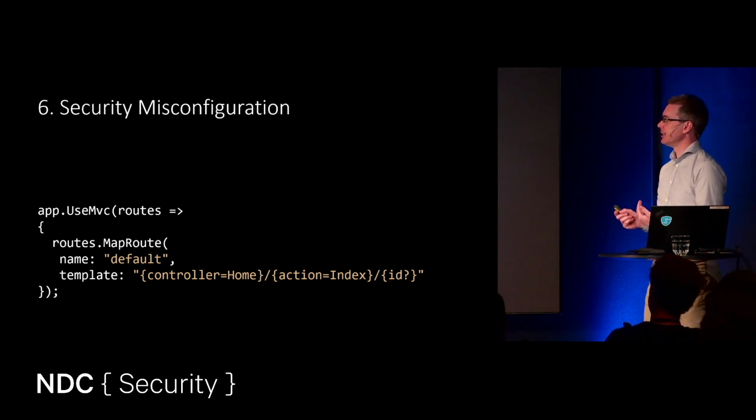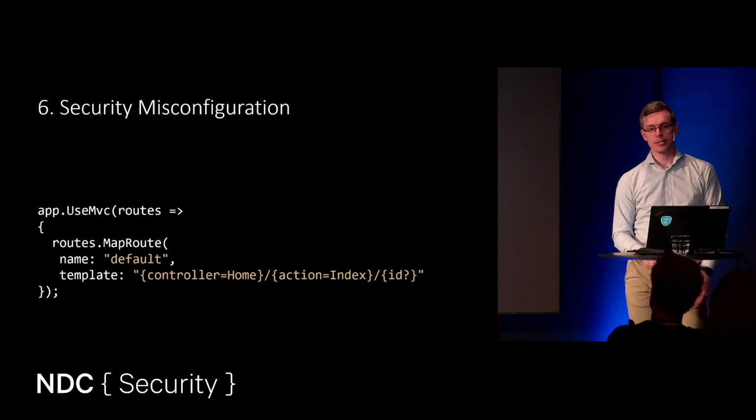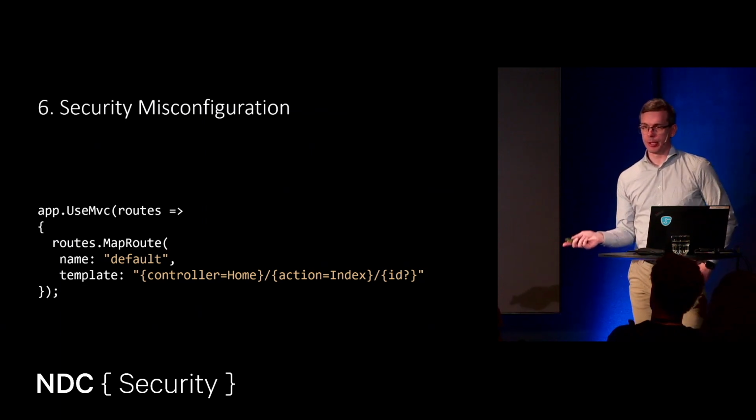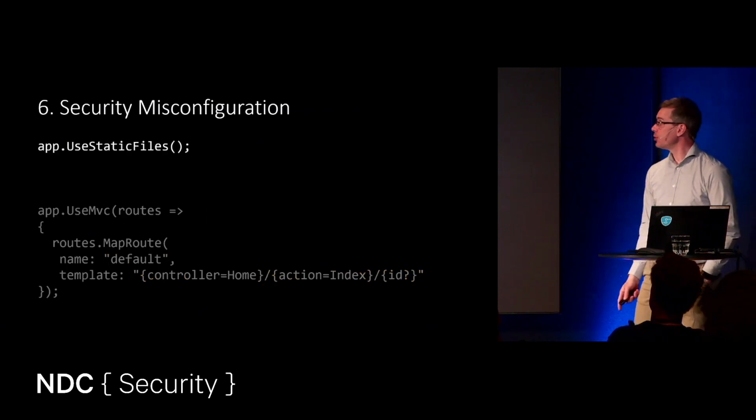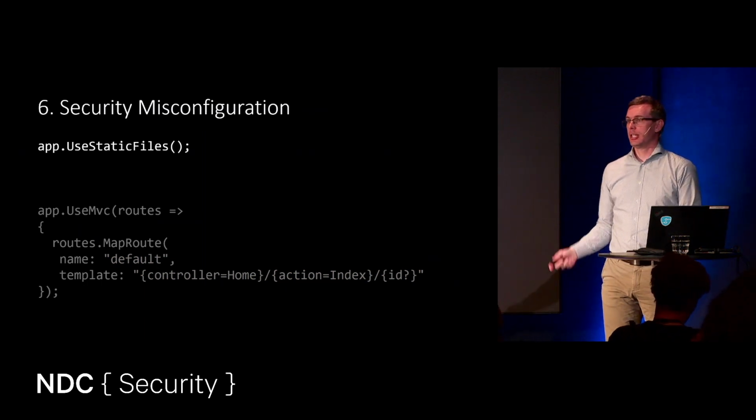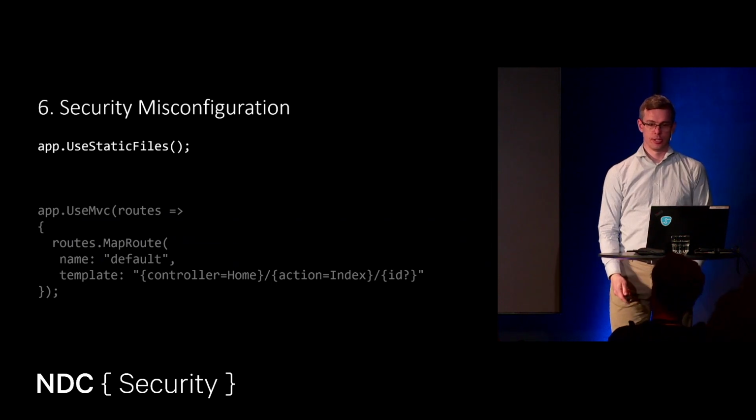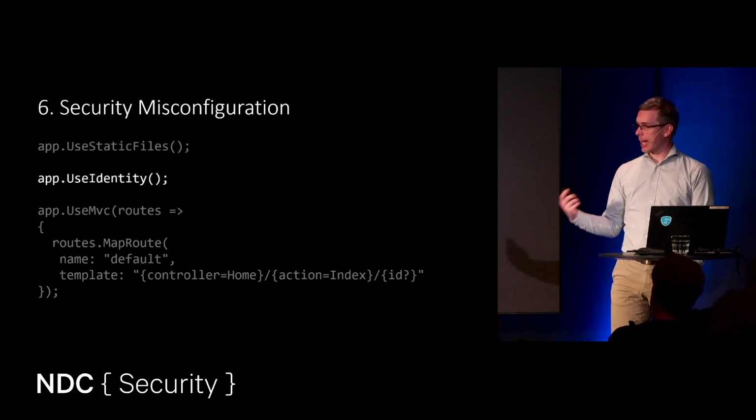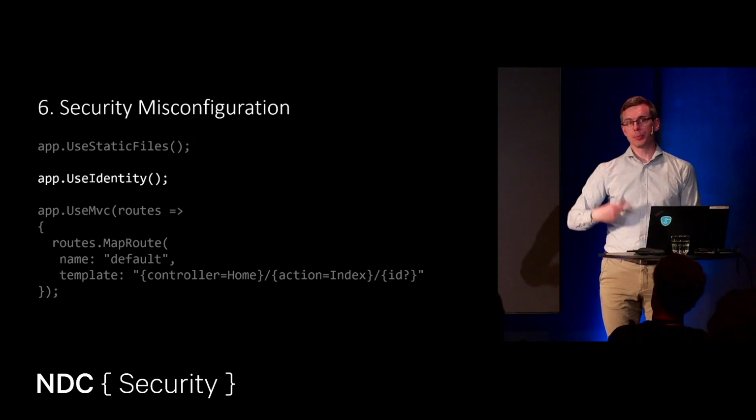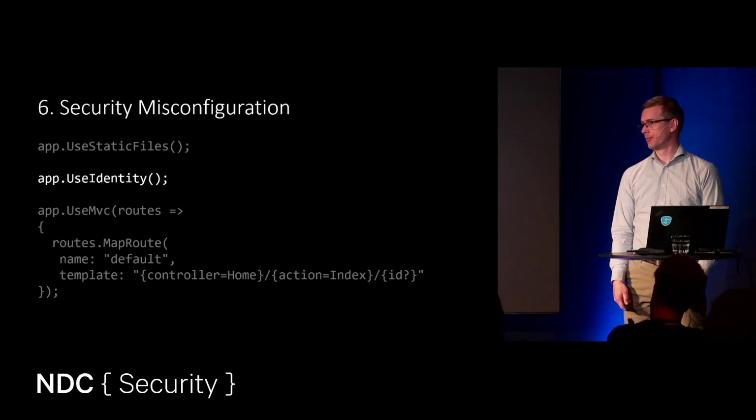ASP.NET Core takes another approach. It just does whatever you map into the pipeline. If you're not adding UseStaticFiles, it won't even serve static files from anywhere on the file system. If you want to use Identity, you need to add it. And this opt-in method really guards against security misconfiguration.